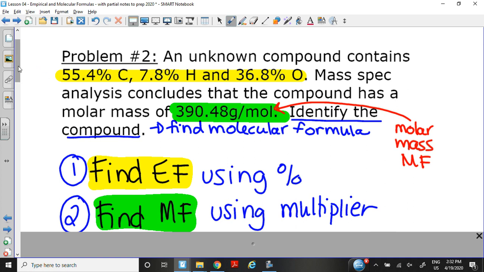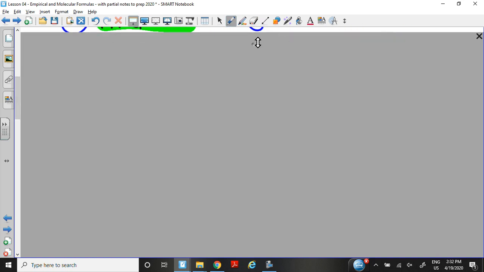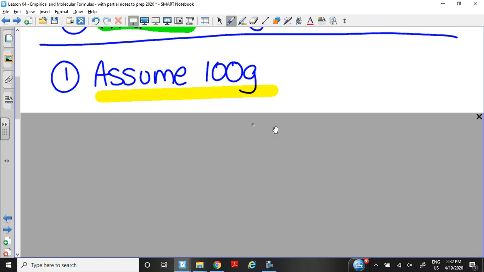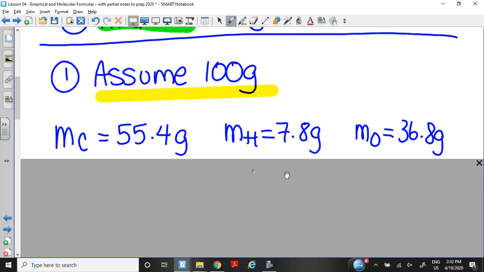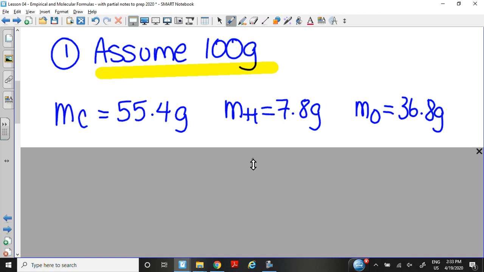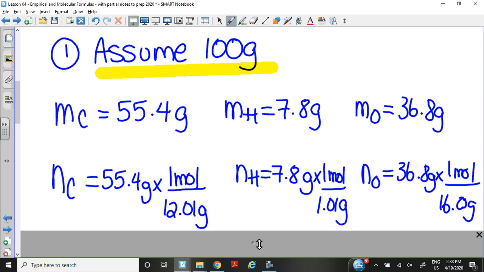All right, let's see how you did. So our first step is to assume 100 grams. We assume 100 grams. We'll be able to convert our percentages for carbon, hydrogen, and oxygen into mass. So, just like before, we are finding the masses. Then we know atoms and masses are related by moles, so we need to change these into moles. So we're going to divide by the molar masses. Molar mass of carbon, molar mass of hydrogen, molar mass of oxygen. When you do that, you'll get your number of moles, and you want to divide by the smallest number.